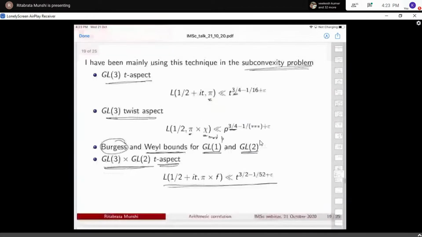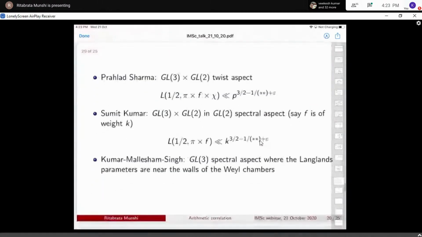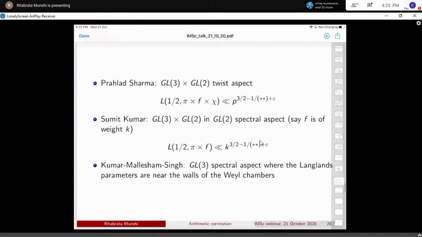Okay, but my students and postdocs are also working on this type of problem, and they are getting beautiful results. First is Sharma. So he looks at GL3 times GL2 in the twist aspect. So he takes a GL3 form times a GL2 form, twisted by a GL1 form. It's again modulo p. This guy is modulo p. The conductor is p to the power 6. So p to the power 3/2 is the trivial bound, and he gets an improvement over that. And I don't remember what improvement he had, but it was a non-trivial improvement.